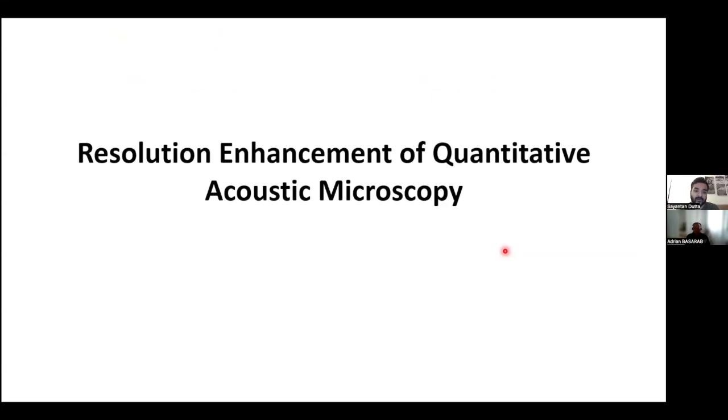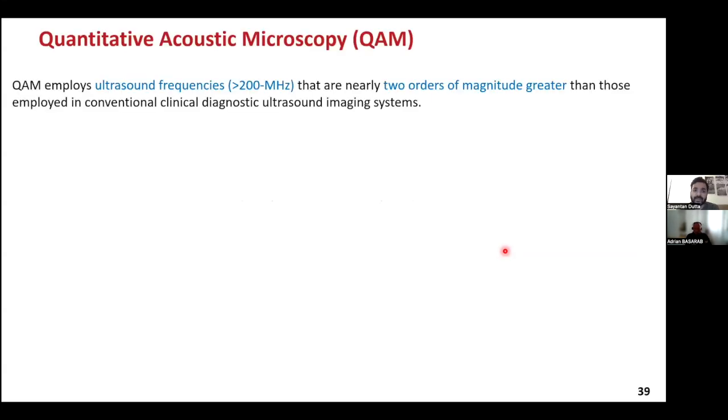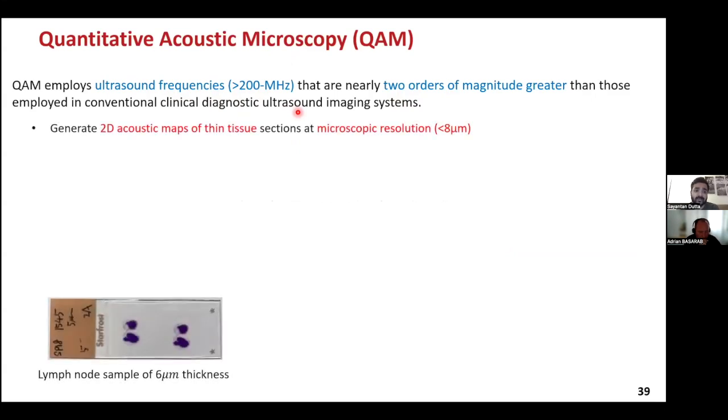Here I'm trying to enhance the resolution of the parameter maps of the quantitative acoustic microscope. So what is quantitative acoustic microscopy? This QAM uses very high frequency ultrasound waves, with more than 200 megahertz frequency. This is 2 orders of magnitude higher than the standard conventional medical ultrasound devices. Using these, we scan very thin soft tissue, for example, this lymph node sample. These are 6 micron thickness.